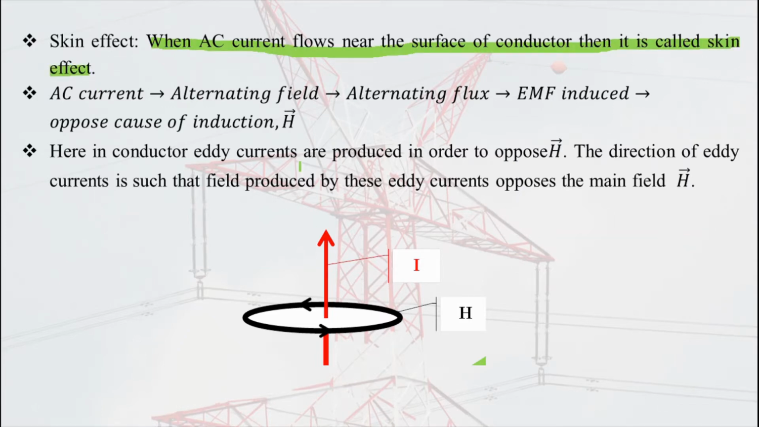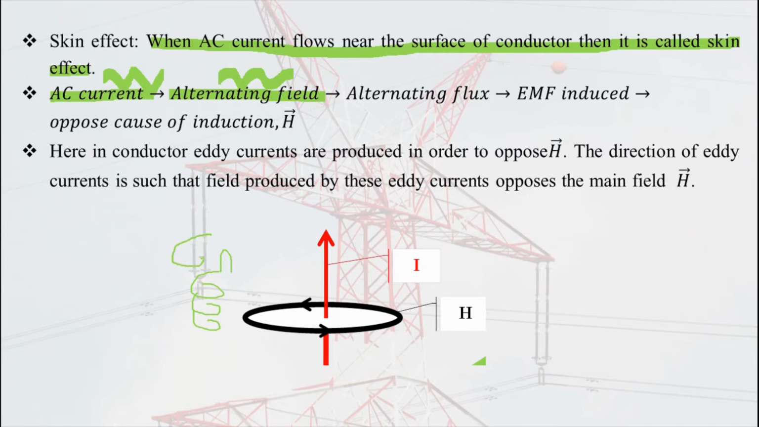Now we will discuss why AC current has a tendency to flow near the surface of the conductor. We know that when AC current flows, a magnetic field is produced. As this current is alternating, the flux will also be alternating. The direction of the magnetic field can be given by the right hand thumb rule. See this conductor. Here current is flowing in the upward direction. So by the right hand thumb rule, the direction of the magnetic field will be anti-clockwise.